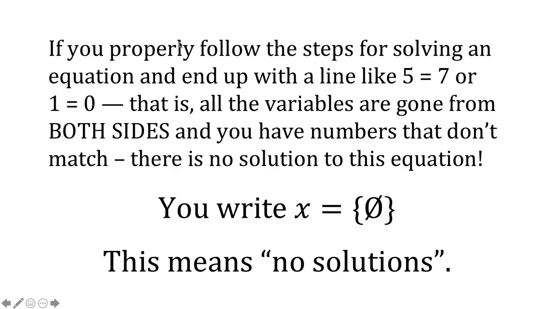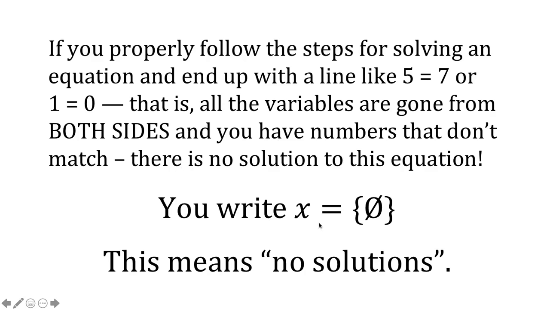So if you properly follow the steps for solving an equation, and you end up with a line like we had, 0 equals 30, or 10 equals minus 20, whatever it is, if you get something like 5 equals 7, or 1 equals 0, that is, all the variables are gone, and you have numbers that don't match, then there is no solution to this equation.